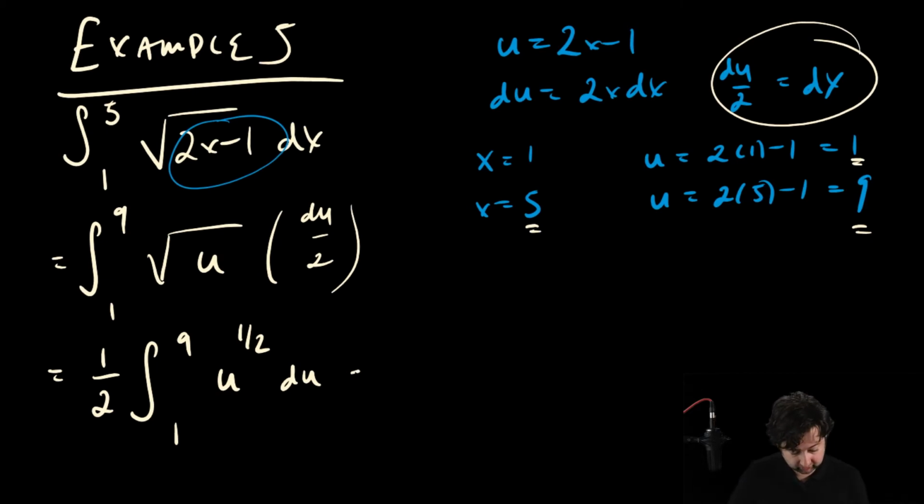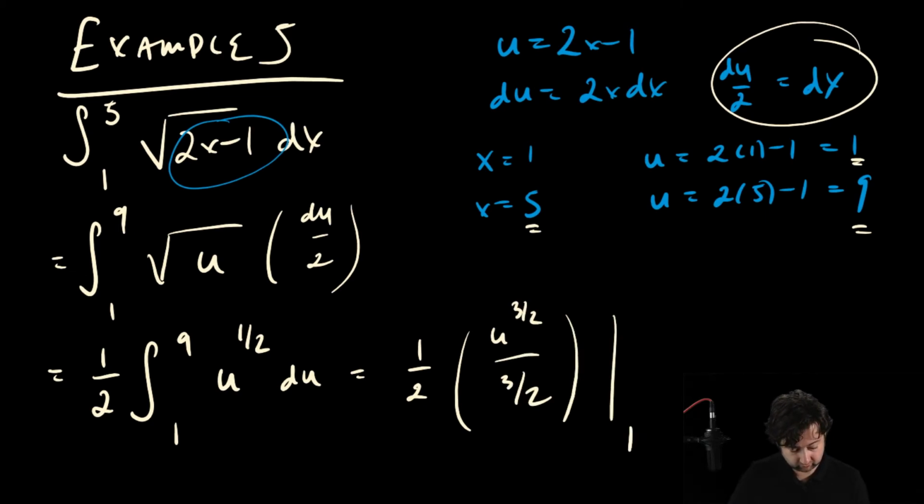After you do the computation here, you should find that this is 1/2 u to the 3/2 divided by 3/2 evaluated from 1 to 9. And you plug in and you compute with the fractions. What you're going to end up with is 26/3.